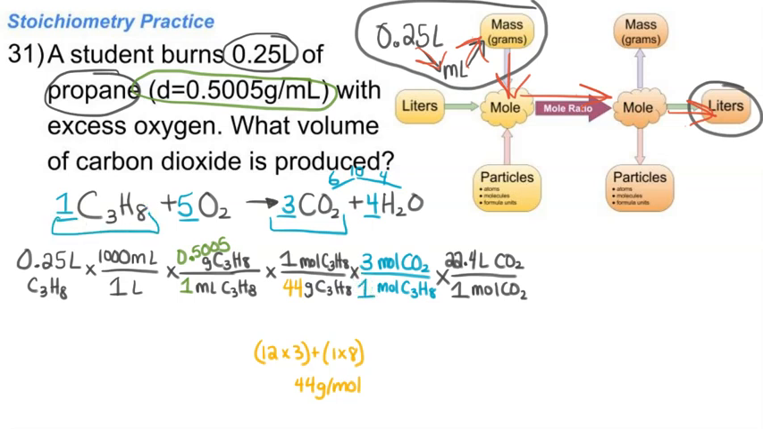And now we have all of our numbers filled in. All that's left is to multiply this out and divide by what's on the bottom. So 0.25 times 1,000 times 0.5005 divided by 44 times 3 times 22.4. And what I get when I do that in my calculator is 191.1. But we do need to look at significant figures here, and given in our problem is just 2 sig figs.